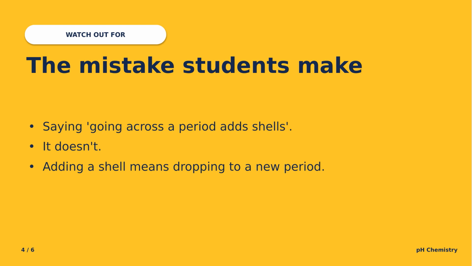Common slip. Saying going across a period adds shells, it doesn't. Adding a shell means dropping to a new period. Across a period, you add electrons to the same outer shell, not new shells.